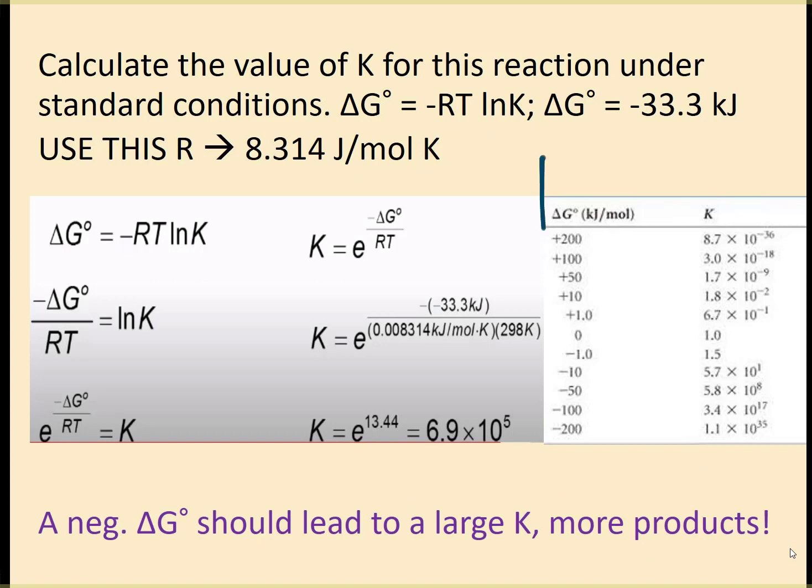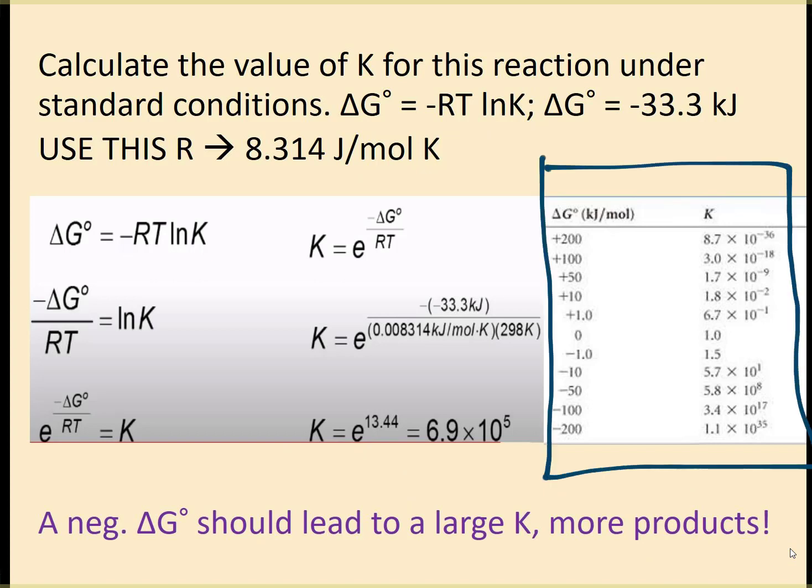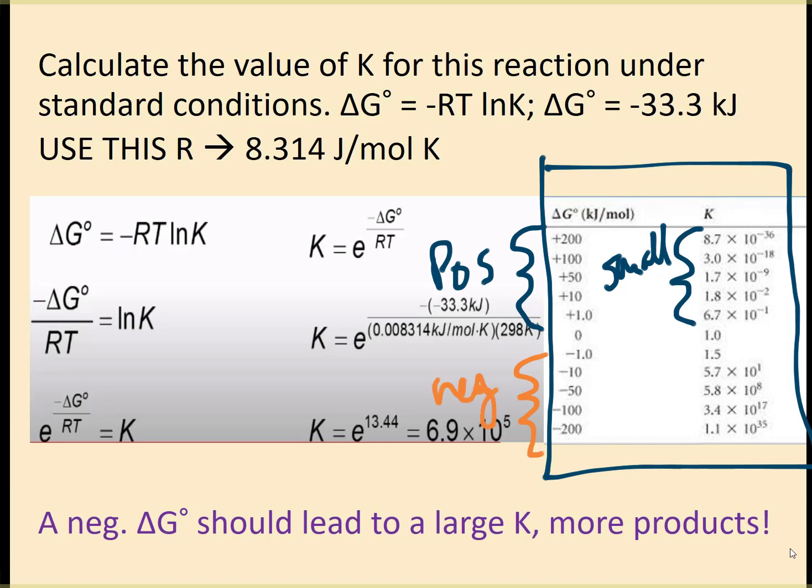And we get that here if we look at a table that is looking at delta G's with equilibrium constants. You can see that when you have a positive value, then you end up with a very, very small K. So in other words, it's reactant favored. And if you have a negative value of delta G, then that correlates with having a very, very large K, or being product favored, or making more products than reactants.